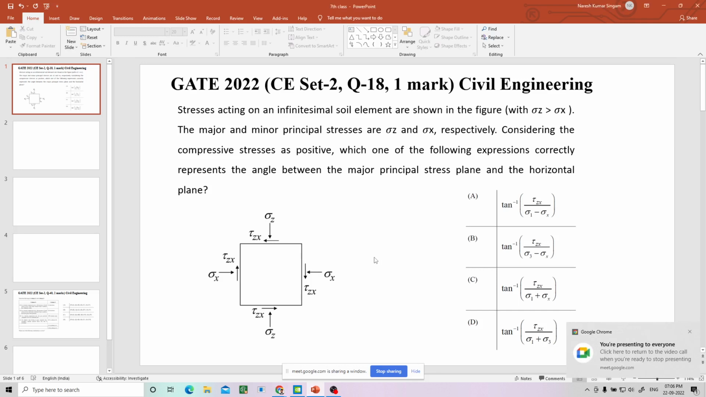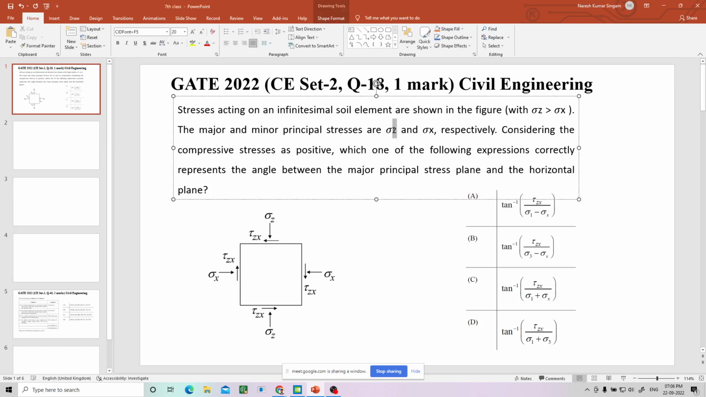This is the question from set 2 of the GATE 2022 Civil Engineering paper. So let's go through the question first. Stresses acting on an infinitesimal soil element are shown in the figure, where sigma z is greater than sigma x. Sorry, the major and minor principal stresses are sigma 1 and sigma 3 respectively. Considering the compressive stresses as positive, which one of the following expressions correctly represents the angle between the major principal stress plane and the horizontal plane?